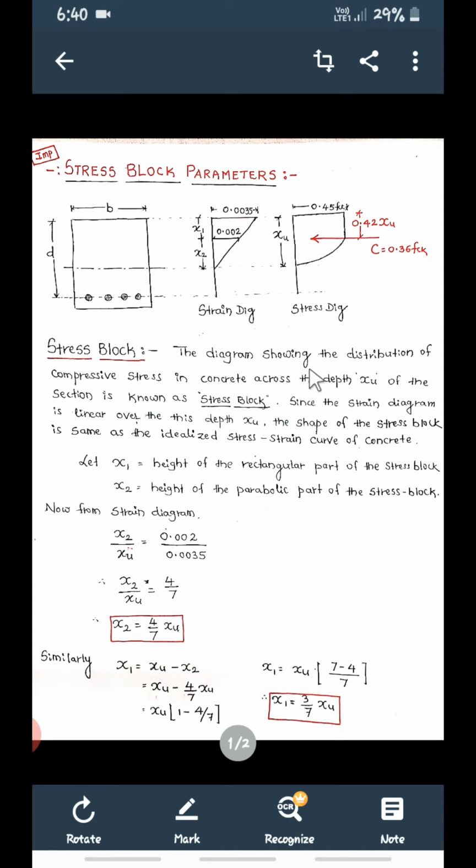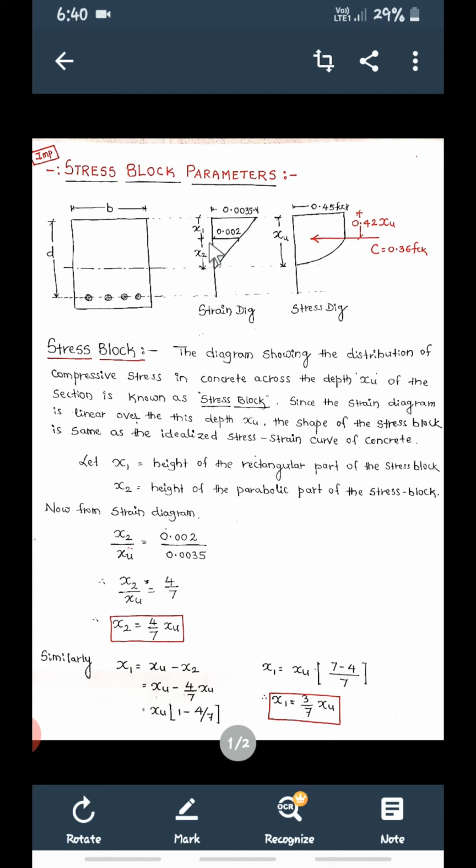So the diagram shows the distribution of compressive stress in concrete across the depth xu. Across this depth xu, whatever the distribution of the compressive stress is, it is known as the stress block. See this diagram, it is in the form of a parabolic shape. The stress diagram in the concrete is a parabolic shape. Now let us write down these terms.